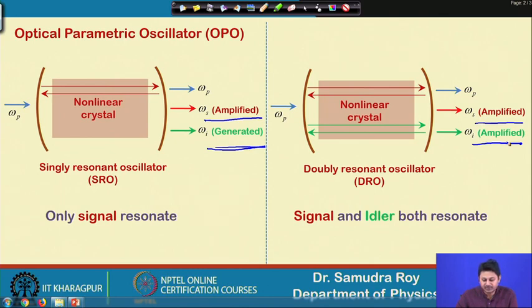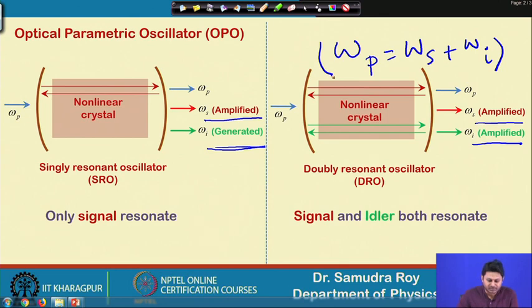Essentially, the difference between these two is that in a singly resonant oscillator only one wavelength oscillates, and we call it the signal frequency omega s. But in a doubly resonant oscillator, instead of amplifying one frequency, we can amplify two different frequencies generated from the pump. For both cases, the primary condition, omega p equals omega s plus omega i, remains the same. So omega s and omega i together generate omega p, the pump. Both are fed by the given pump, and in both processes this equation is conserved.